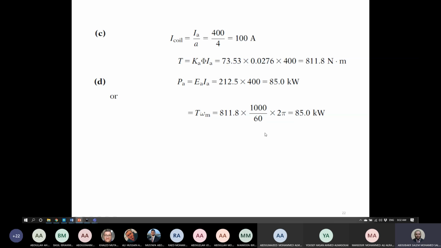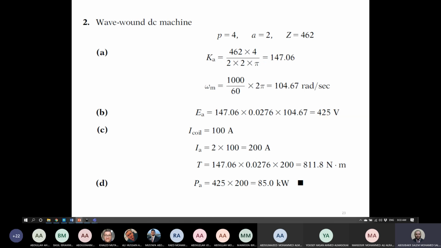Right, this is regarding the lap winding. Regarding the wave winding, we have the number of parallel paths equals 2. This is used to increase the voltage of the machine. So in this case, we can substitute again in the relation of Ka.